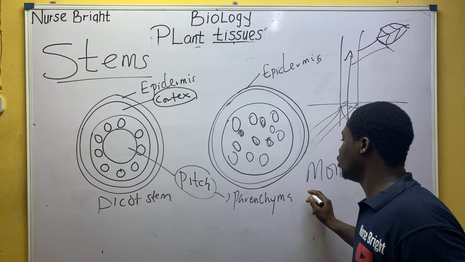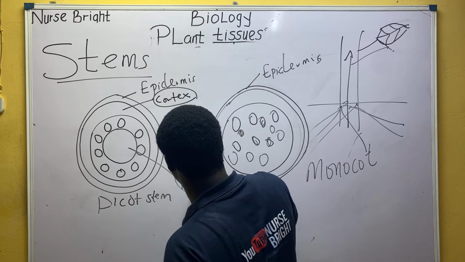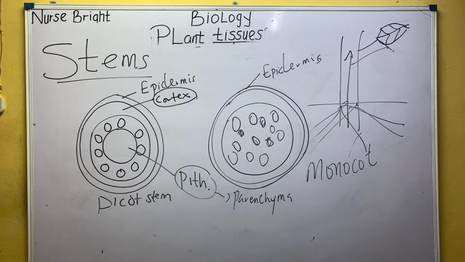Most importantly, you should understand the diagram. It contains parenchyma tissues. So that is for that. Pith, P-I-T-H. That is for that. Very, very important.